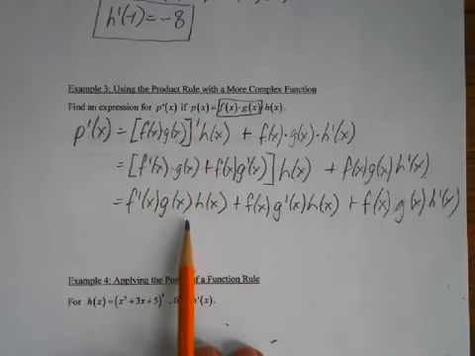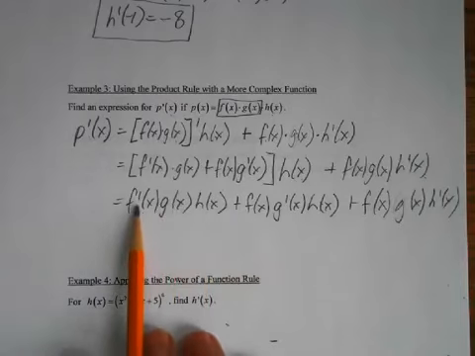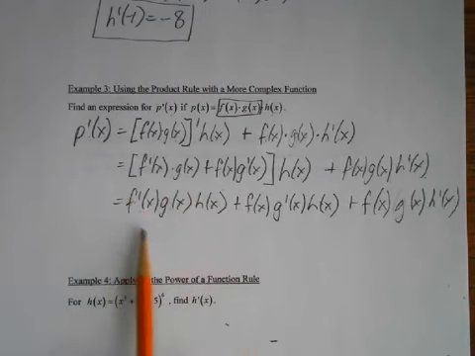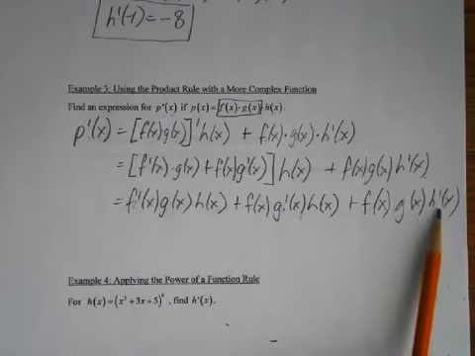All three of them have an f, a g, and an h, and in each one, one of them is a derivative, right? So in this product, we're taking the derivative of f. This product, we're taking the derivative of g. In this one, we're taking the derivative of h. So you can kind of see where this is going.